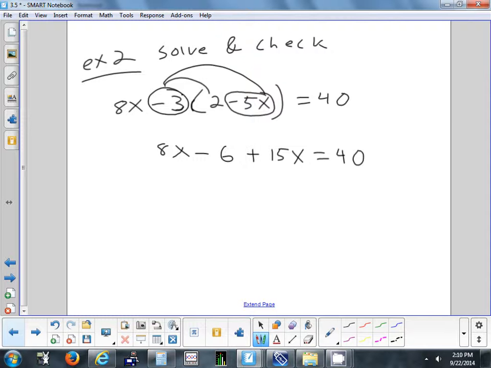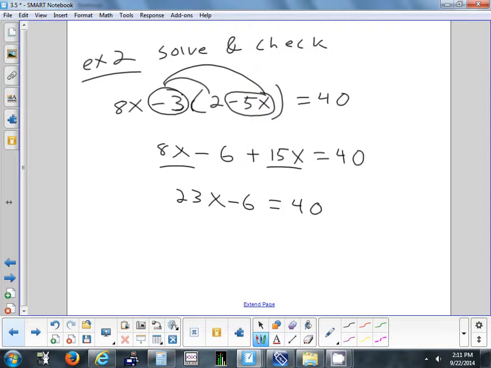Anything else we still have to do under simplify? Well, Laura? Anything else we still have to do on the same side before we start moving stuff from side to side? 8x. Yep, we can combine those. What's 8x plus 15x? Yep, 23x. Okay, so we have 23x minus 6 equals 40.